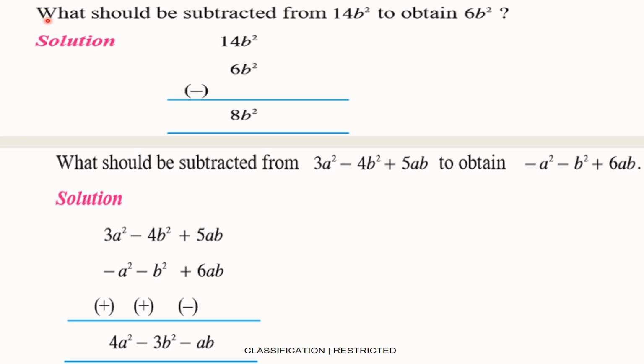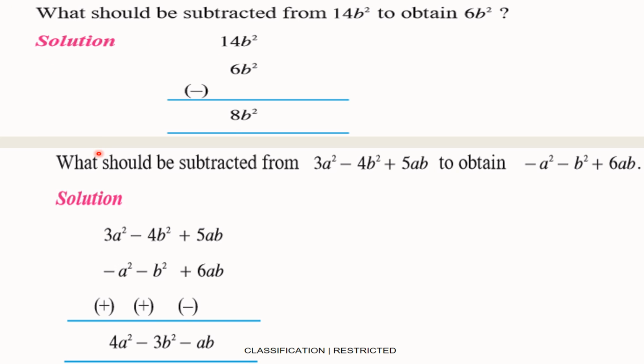Next question. What should be subtracted from 14b squared to obtain 6b squared? That means which number you subtract from this to get 6b squared. So, how to find the answer? From 14b squared, and 6b squared, change the sign: minus 6b squared. So, 14b squared minus 6b squared equals 8b squared. That means we have to subtract 8b squared from 14b squared, and we get 6b squared. Is it clear, students?